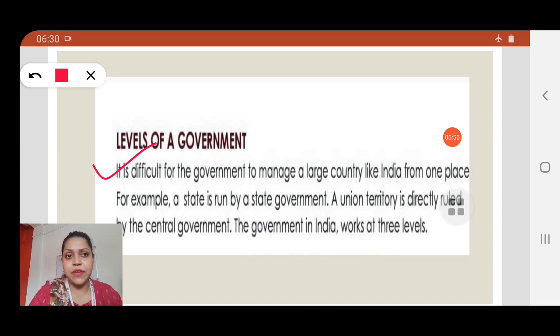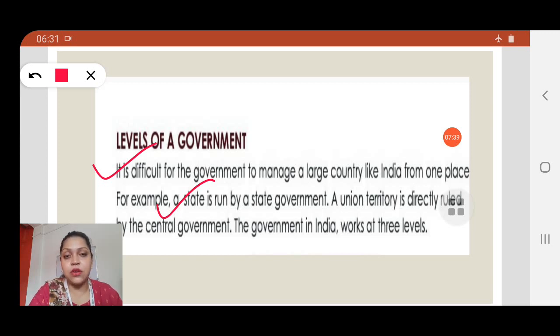But for them it's difficult to manage a large country like India from New Delhi. They are in New Delhi, we are in Assam. So in order to control us, to take care of the needs of us, to fulfill our needs from New Delhi to Guwahati, it's very difficult. So what is done? For example, a state is run by a state government. That's why we have states, and that's why India is divided into smaller states, and each state has a head. Okay, the head of a state is there. Who is the head? It is the chief minister, and governor is there, okay, who takes care, who executes.